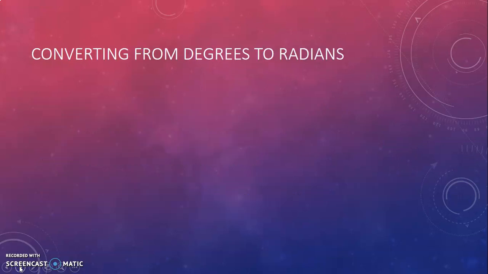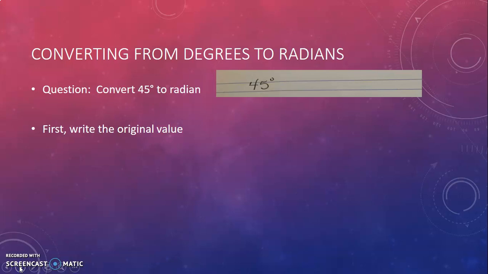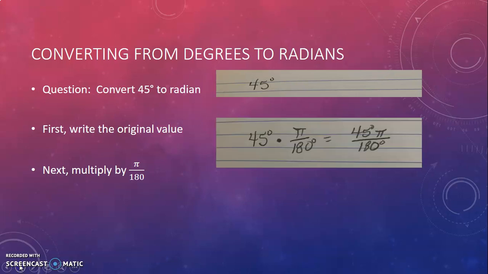So the first thing we're going to do is take a degree measure and convert it to a radian measure. The question will say something like, convert 45 degrees to radians. The first thing you're going to do is write your original value, 45 degrees. Then you're going to multiply that by pi over 180, because we're going to radians. So the radian part, the pi part, is going to be on top when we multiply.